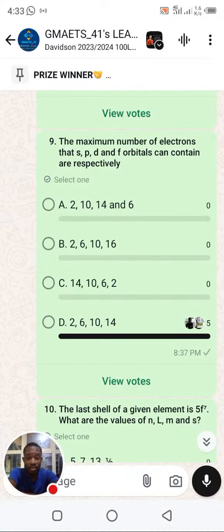The maximum number of electrons that s, p, d, and f orbitals can contain are respectively. You can find out from the lesson note and video lesson, I explain how that total number of electrons that each of these orbitals can contain has been obtained. But the correct answer is option D. We have 2, 6, 10, and 14 respectively. S carries a maximum of 2, P a maximum of 6, D a maximum of 10, and of course F a maximum of 14. So I'm going to click on that.